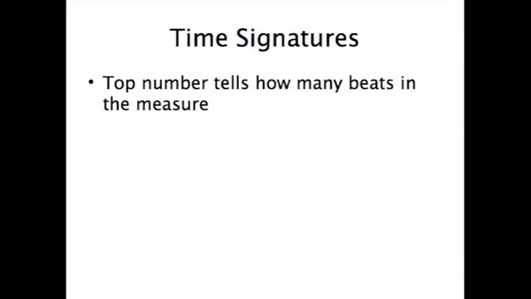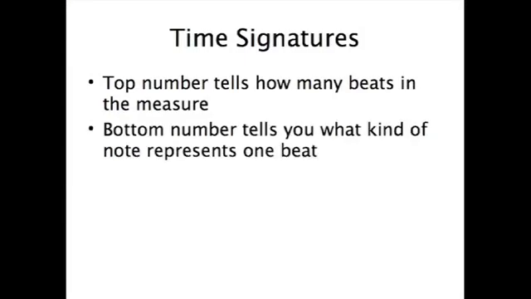So what are time signatures exactly? There's two numbers, as you saw there. There's a top number and a bottom number in every time signature. The top number will tell you how many beats are in each measure. And the bottom number will tell you what kind of note will represent one beat in that measure.